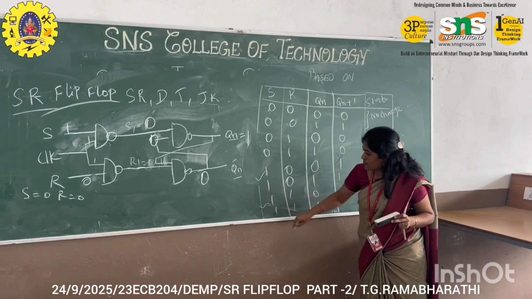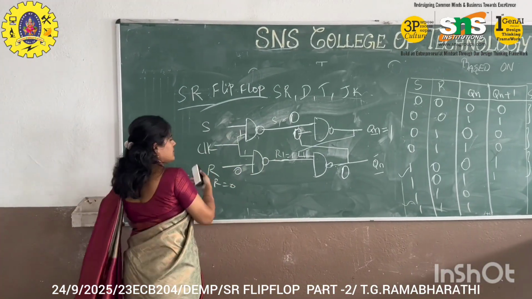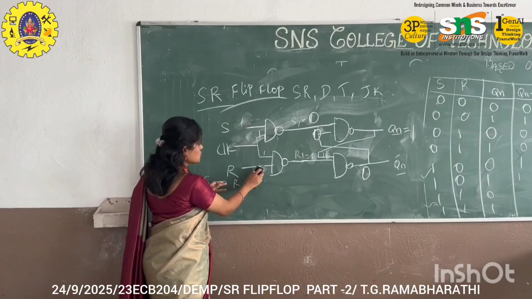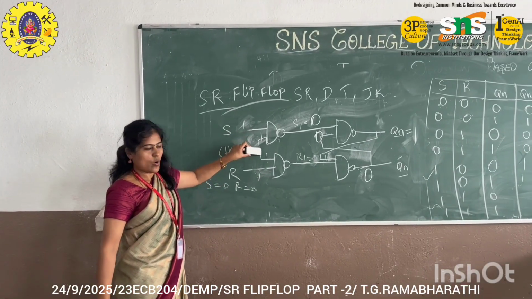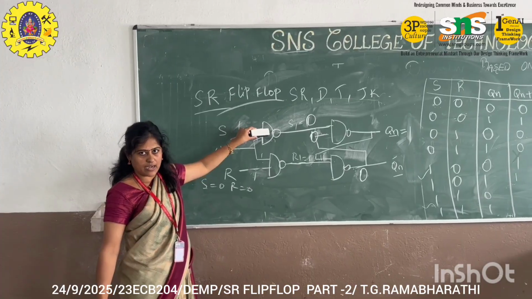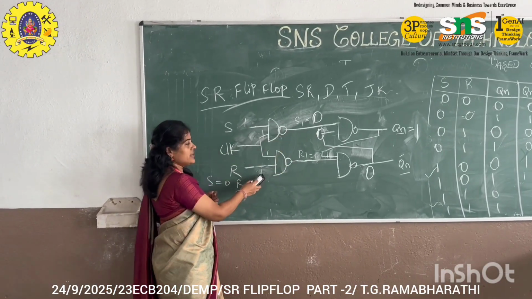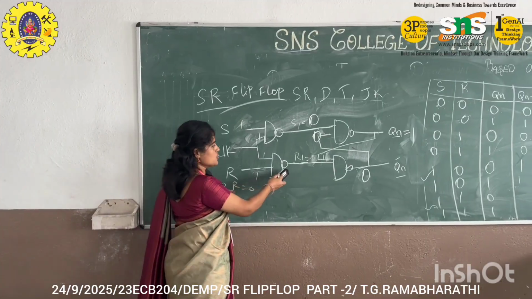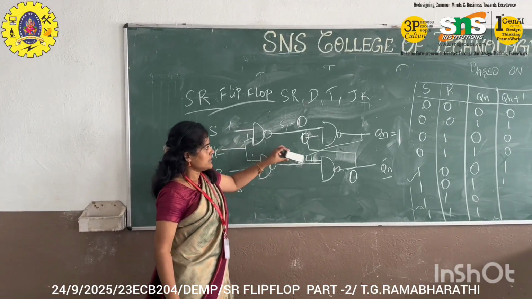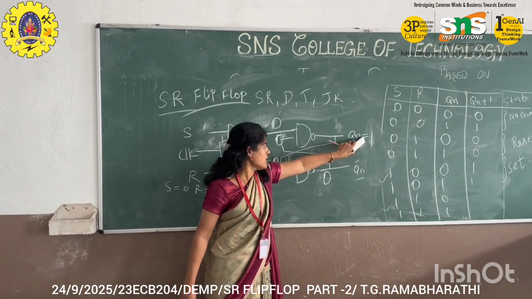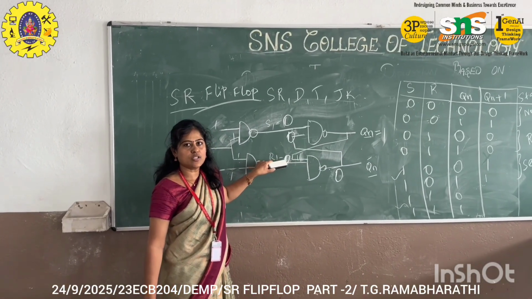Then the final input, 1 and 1. Now let's see. Here S is 1, R also 1. Then clock pulses we are giving 1 and 1. So both the 1s are given to the NAND gate, your output would be 0. That is S1. Here also 2 inputs are high, so your output would be 0. So R1 is also 0. Then you initialize the Qn as 1. That 1 is given here. 0 and 1 produced the output of 1.